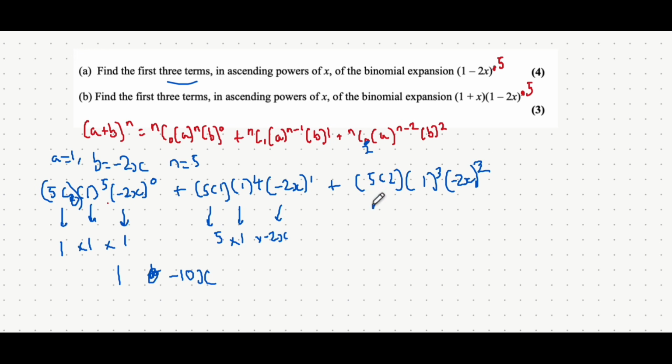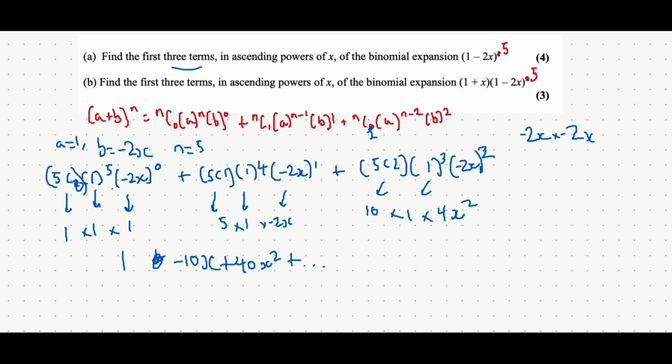Moving on to the third term, 5 choose 2 now. I believe it's 10, but let's just double check. Yeah, it's 10. 1 to the power of 3 is just going to be 1 again. And then minus 2x all squared. Be careful of this, by the way, because a lot of students just write this as minus 2x squared. But actually, you're multiplying minus 2x by itself. Minus 2 times minus 2 is positive 4. And then x times x is x squared. 10 times 4 is 40, so that's plus 40x squared. And then we write plus ellipses, because there's a lot more that we're not taking into account. We're only taking into account the first 3 terms.